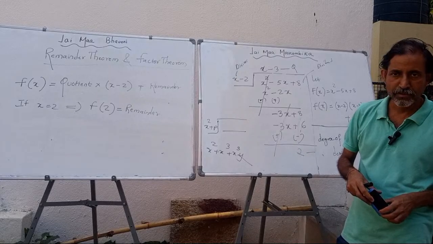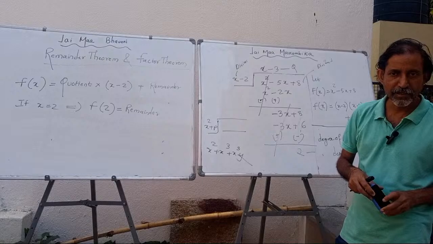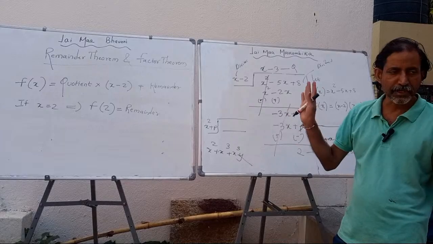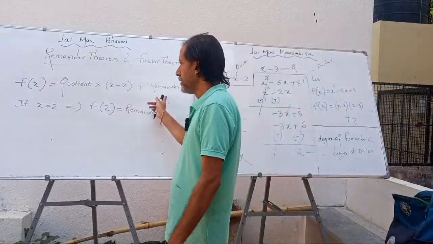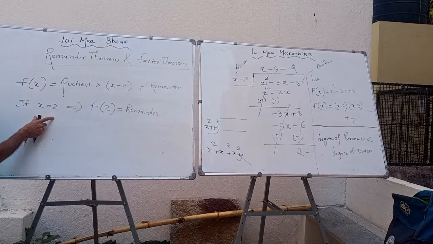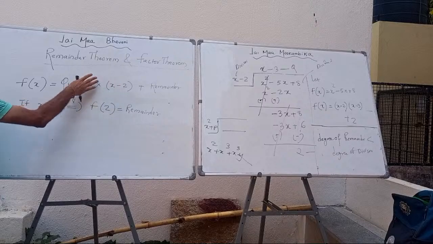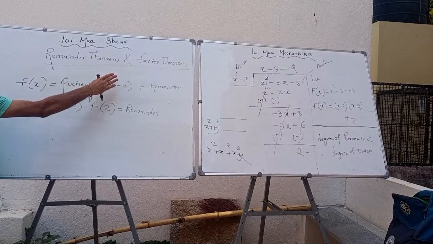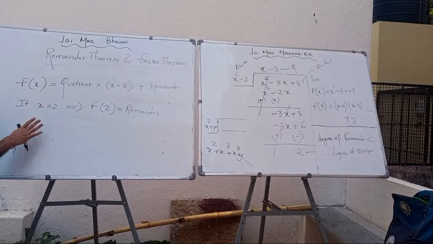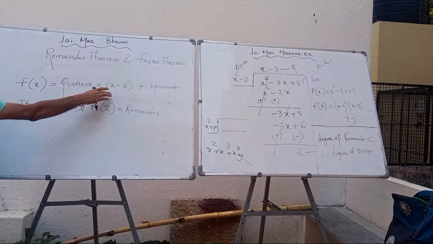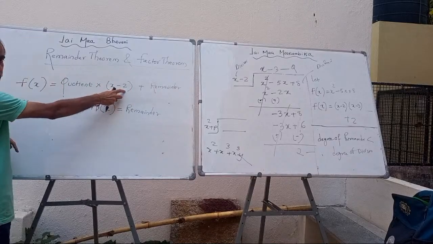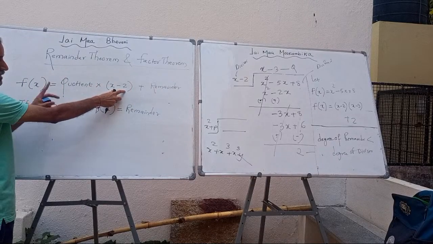Which side? The left side. Are we taking x minus 2 to the left side? No, we are not doing anything like that. This is the formula. If I put x is equal to 2 in this, what will happen to this? If I put x is equal to 2 in this entire thing, this will become x is equal to 2.